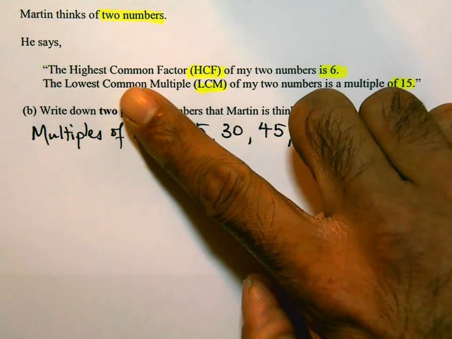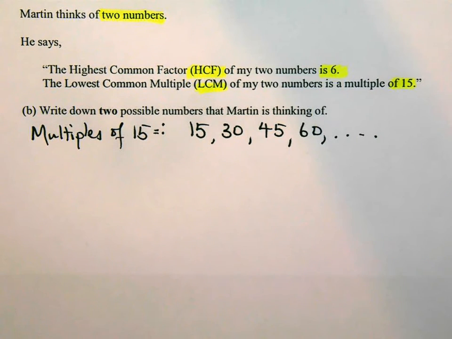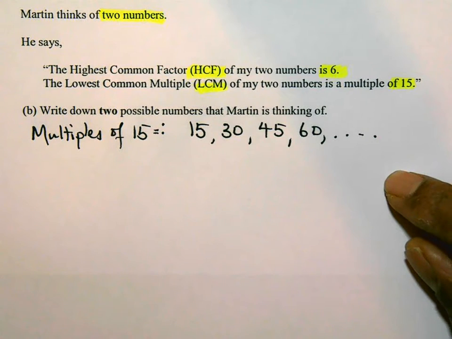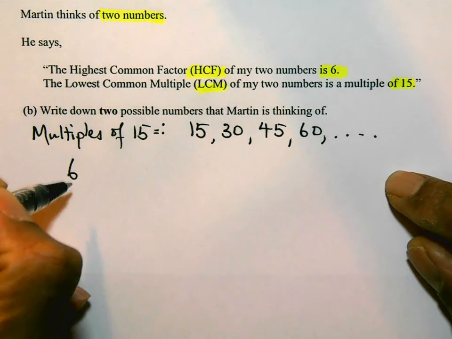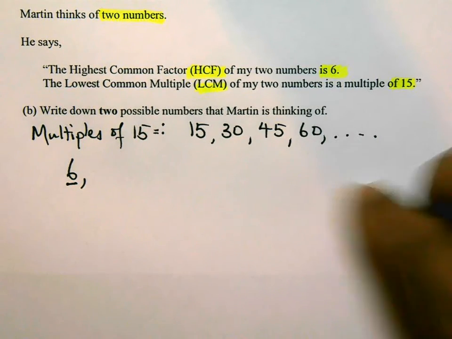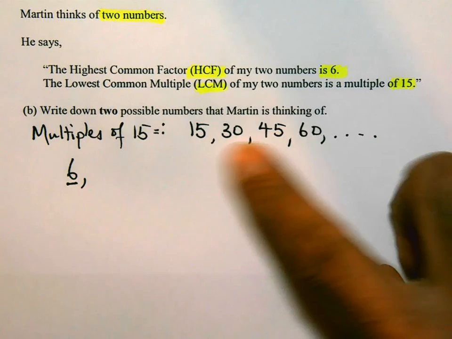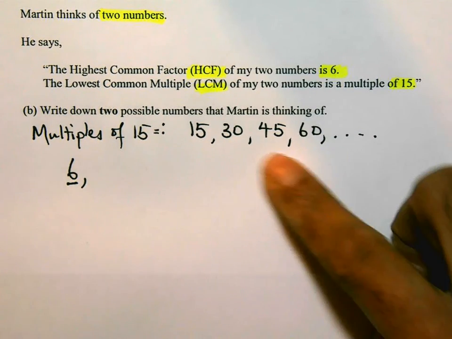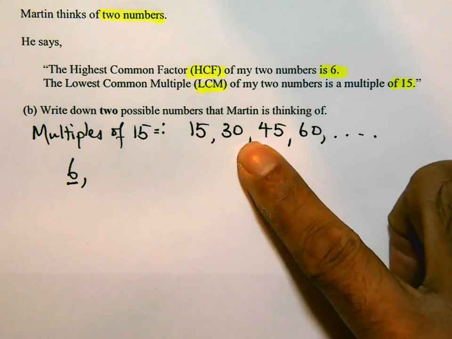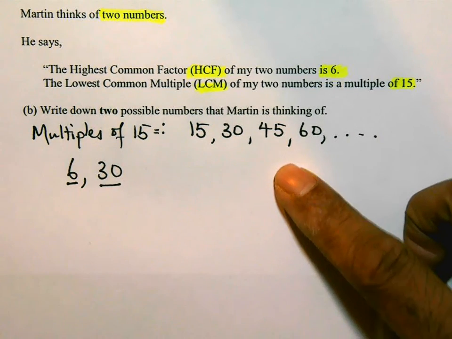They also tell us that the HCF, the highest common factor of his 2 numbers, is 6. That means the biggest number that could go into both his numbers is 6. So I'm going to say if one of his numbers is 6, the other one must be a multiple of 15. Which other number here can 6 go into? Because therefore it will be a factor. 6 can't go into 15, but 6 could go into 30. So his other number could be 30.